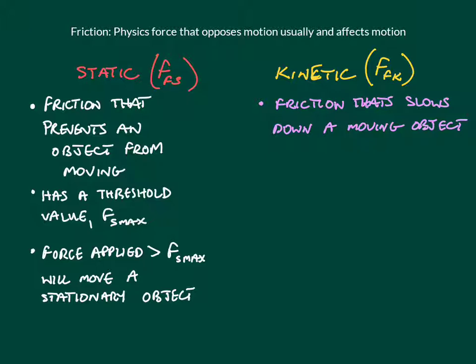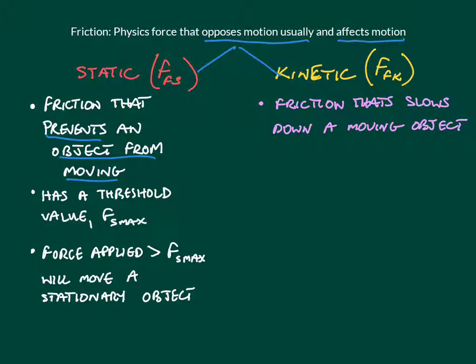So friction is a physics force that opposes motion, and it definitely affects motion. And there are two different types: static friction and kinetic friction. Static friction is friction that prevents an object from moving. So before the object is moving, it's the friction between those materials that are rubbing together.